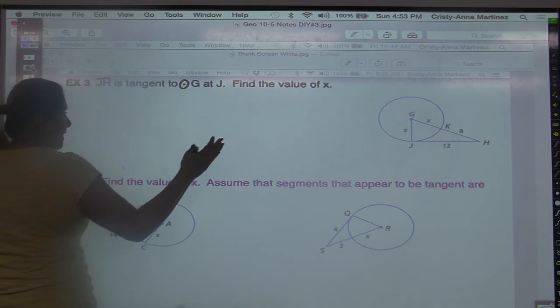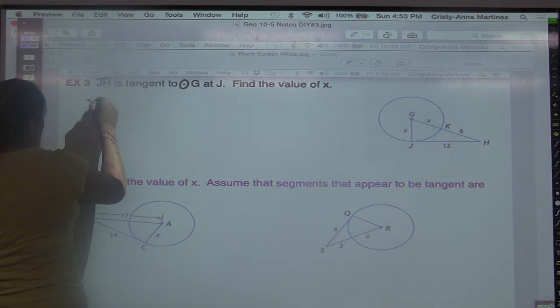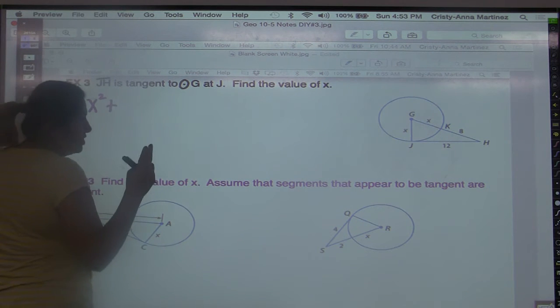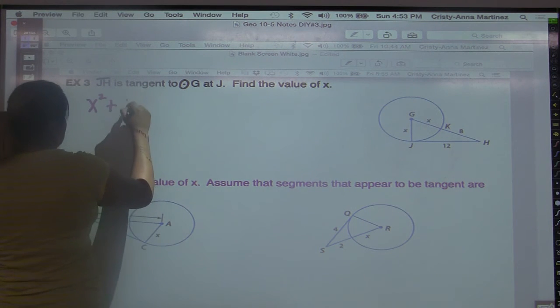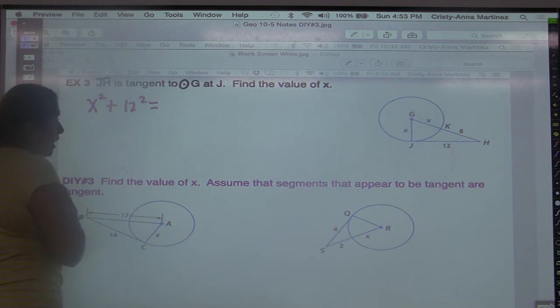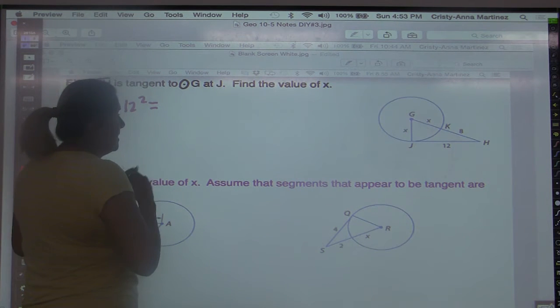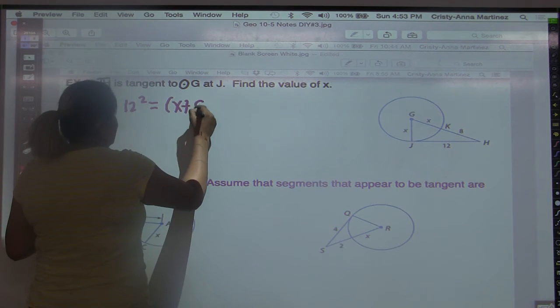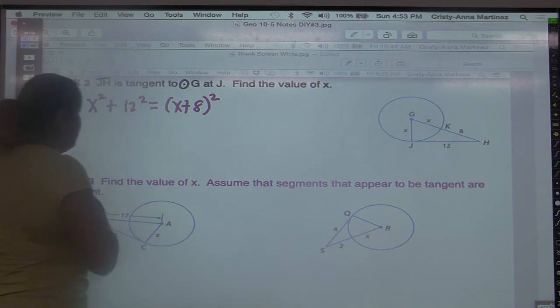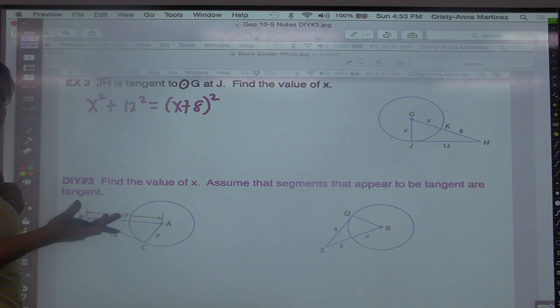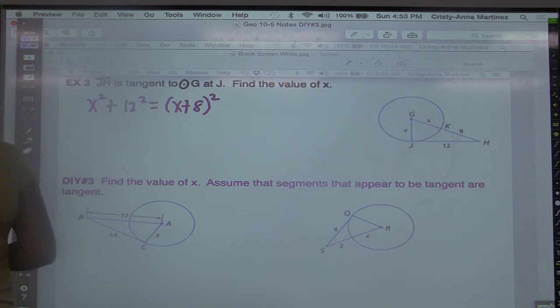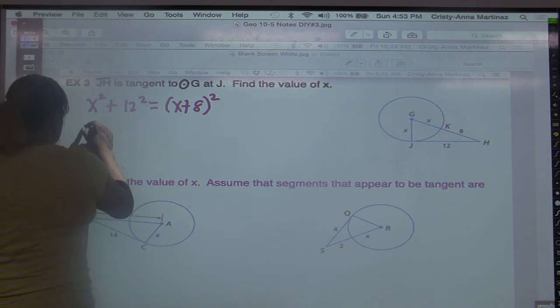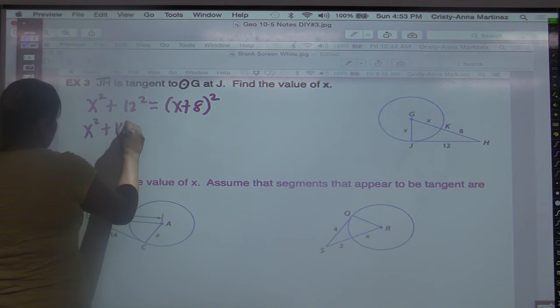So my leg GJ is going to be x squared. My other leg is JH, which is 12, so plus 12 squared should equal the hypotenuse squared. But the hypotenuse is the combination of x plus 8, so we need to put that in parentheses. And unlike in our previous example where we could take the 9 and the 8 and add them to get 17, in this case we can't do that, so we have to use some algebra. Hopefully your algebra isn't too rusty, but we're going to get x squared plus 144.